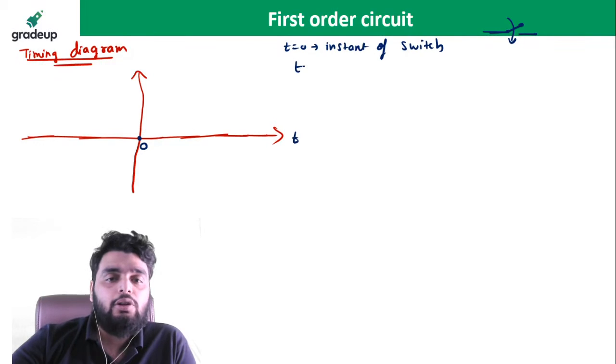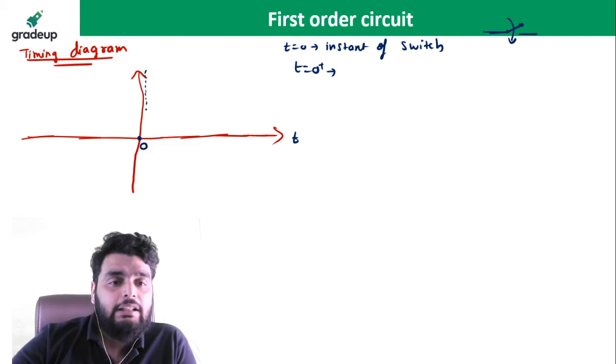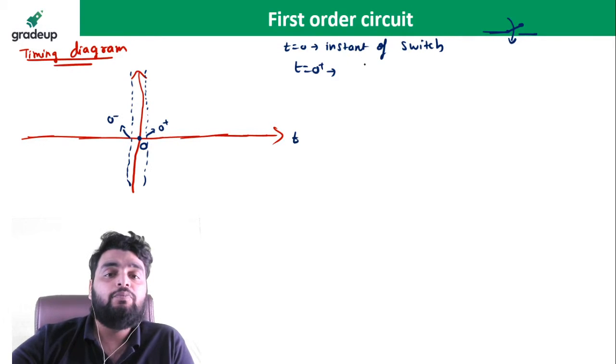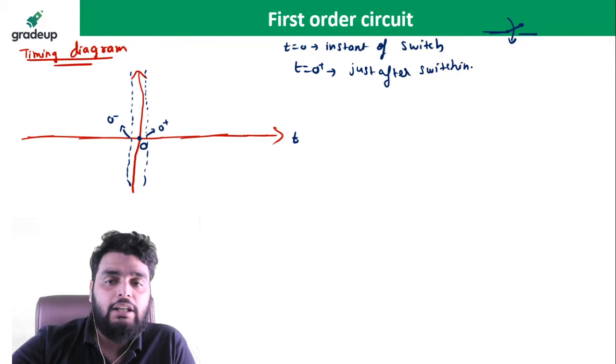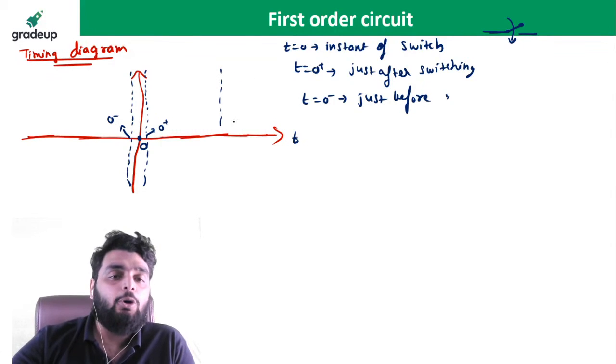Now T equal to 0 plus means just after switching. This is T equal to 0 plus. Now T equal to 0 minus is just before the switching. And these two are very, very important. 0 plus is just after switching, and 0 minus is just before switching.